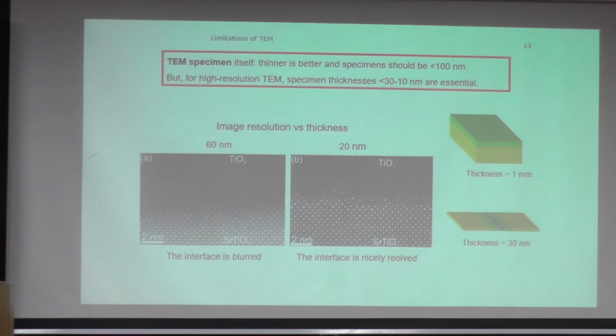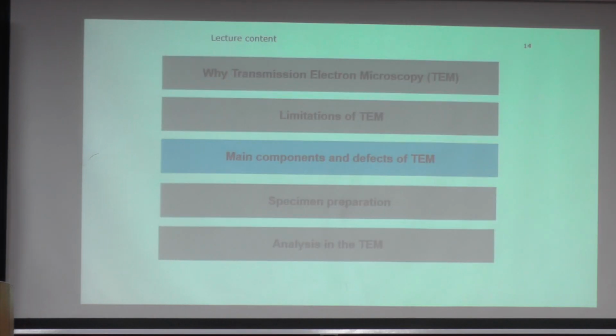So for conventional work, you need samples of around 100 nanometers, and for very high resolution work, you need specimens in the range between 10 and 30 nanometers. So now let me consider some main components and defects of TEM.